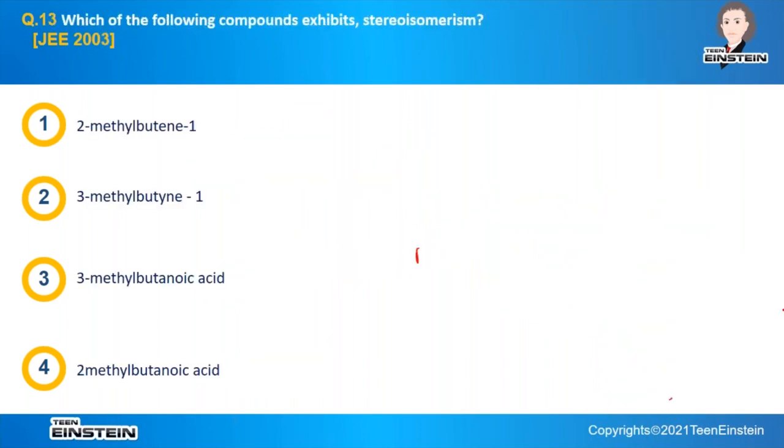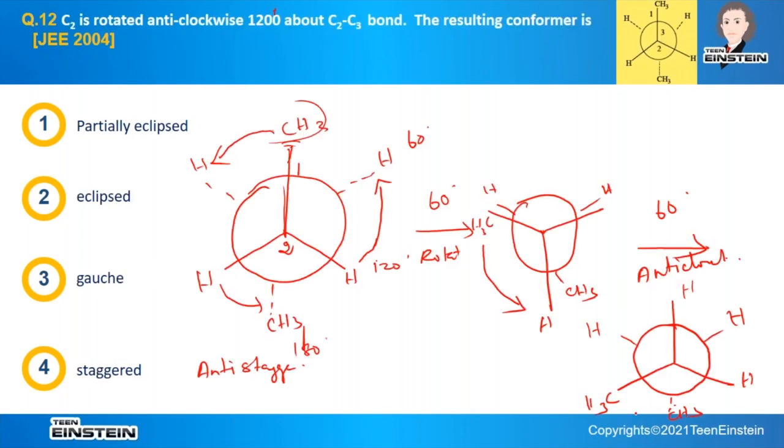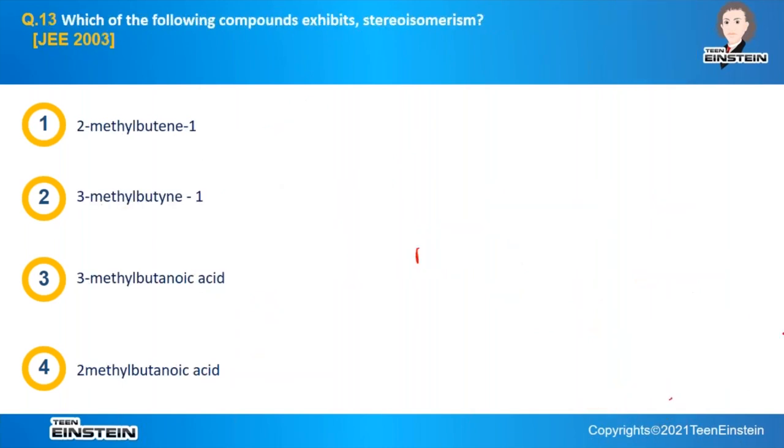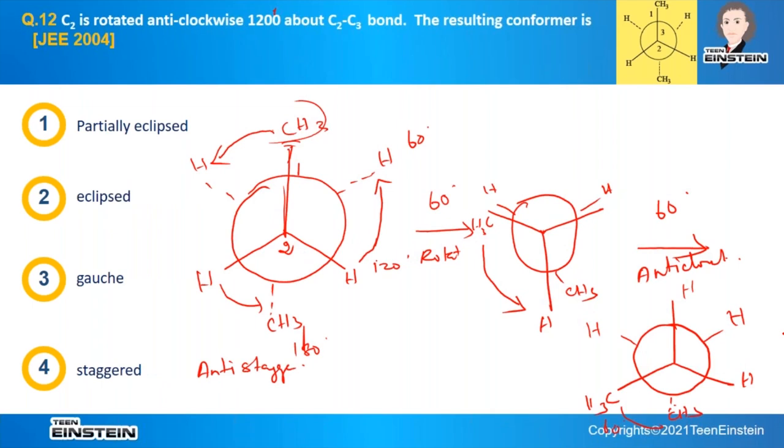So here we can see the two methyl groups are placed at only 60 degrees. So this is also a staggered form, but here the dihedral angle of the two methyl groups is 60 degrees. So the final conformer is a gauche form. So after rotating anti-clockwise by 120 degrees, we get a gauche conformer. So the correct answer is option number 3.